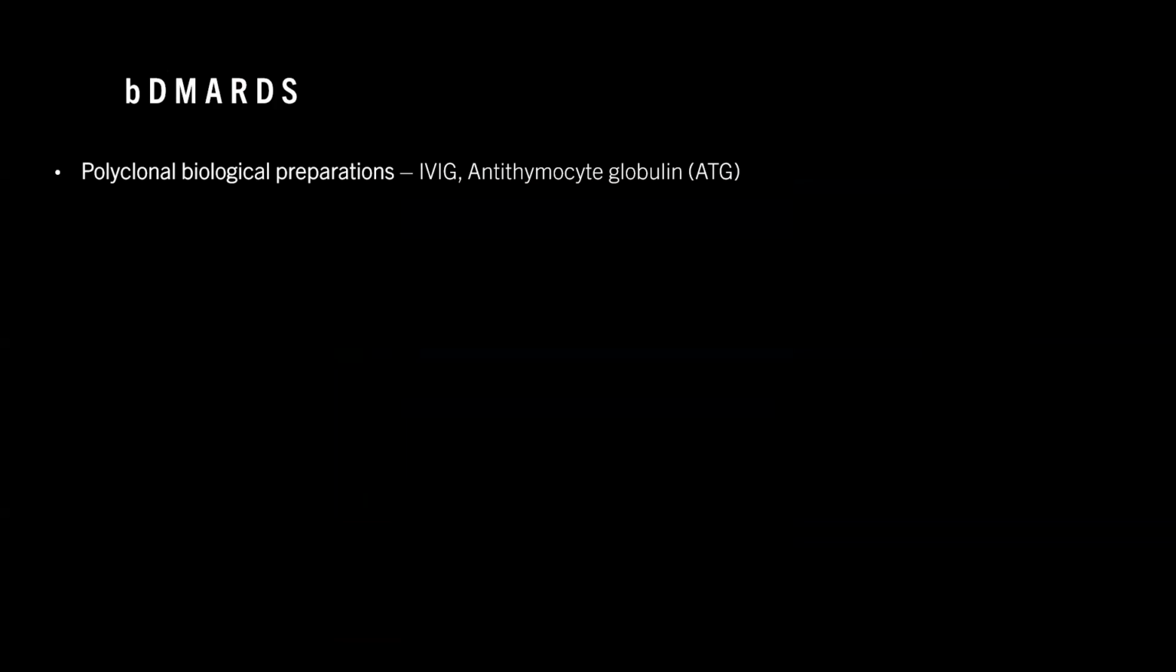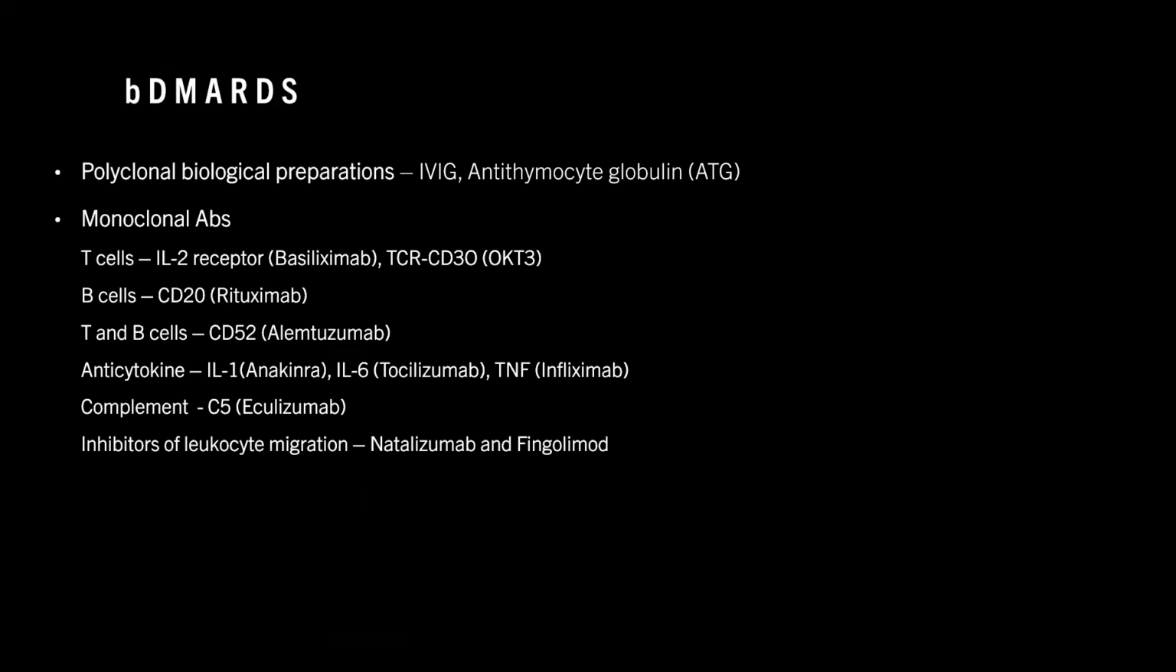The biological DMARDs can be antibodies. Antibodies can either be polyclonal, so a big bunch of antibodies like polygam, or they can be monoclonal. Monoclonal antibodies target a particular target. So they may target T cells, such as IL-2 or TCR, CD30; B cells, targeting CD20; or T and B cells, so CD52. Antibodies may target cytokines, or they may target complement, or they may target leukocyte migration.